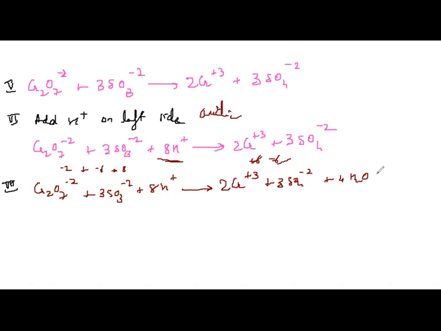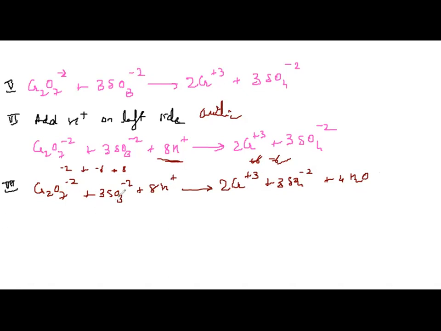So to make the number of hydrogen atoms equal on the two sides, you will add an equal number of water molecules to the reactants or product side. So if you are balancing by writing H+ on the product side, you will add H2O on the reactant side. Now here, we have added H+ on the reactant side, so I will add H2O molecules on the product side to balance hydrogen and oxygen atoms. Is that clear?